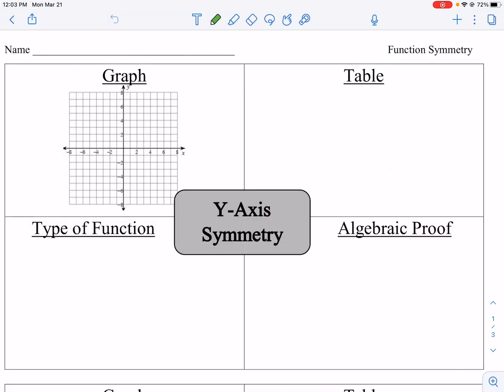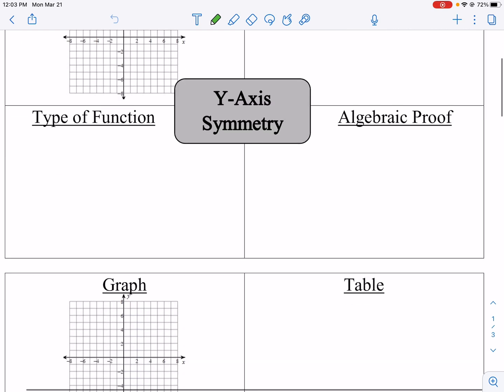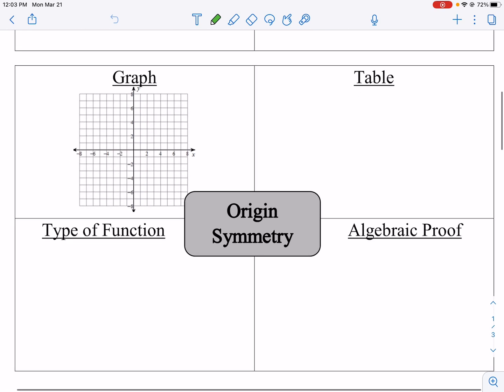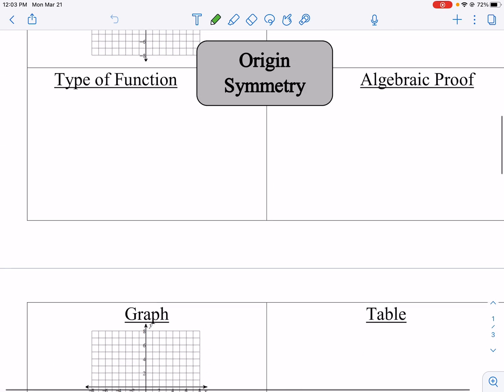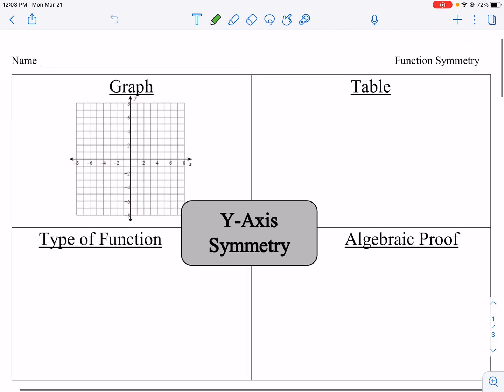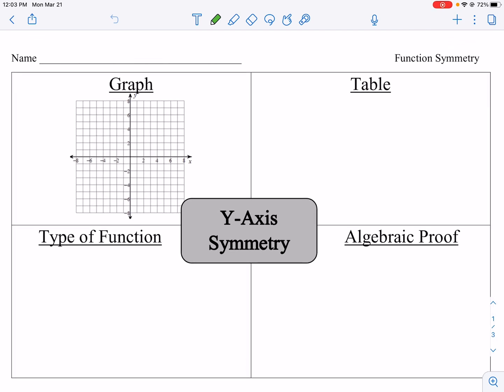The topic of this video is function symmetry. And so there are technically 4 types of symmetry that we can talk about when it comes to a function. We can talk about y-axis symmetry, which you see here, which we'll come back to. We can talk about origin symmetry, x-axis symmetry, or no symmetry at all. So those are the 4 big ideas, and they really do go back to what you talked about in geometry when you're talking about shapes.